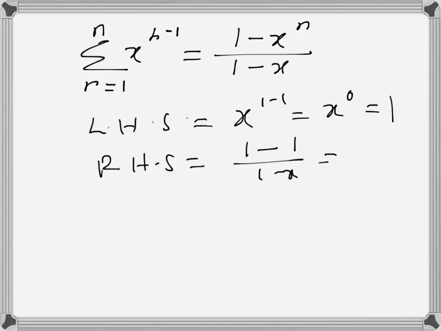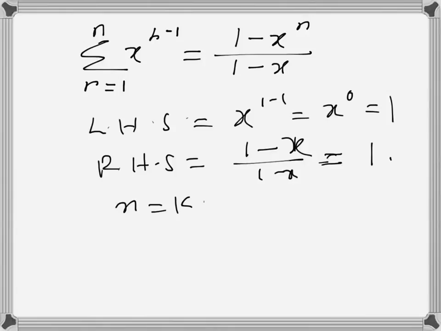The right hand side becomes 1 minus 1 over 1 minus x, that's 1 minus x, x to the power 1 and 1 minus x, so that one is a 1. So basically the left hand side is equal to the right hand side for the first natural number, and then we go on to assume that the relationship is true when n is equal to k.